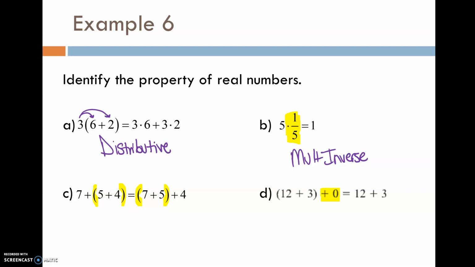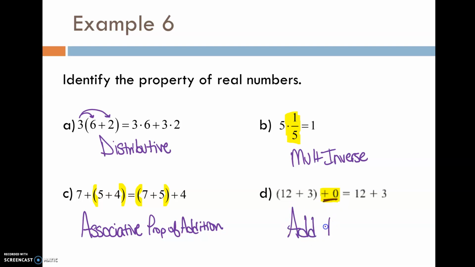C. In C, the location of the parentheses has changed. That is the associative property. Technically, it's the associative property of addition. If you just write associative property, good enough. And D, we are adding 0. That would be the additive identity. If you just write identity, that would be fine.